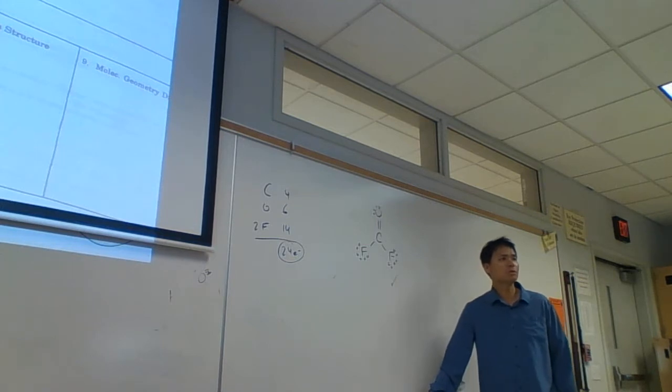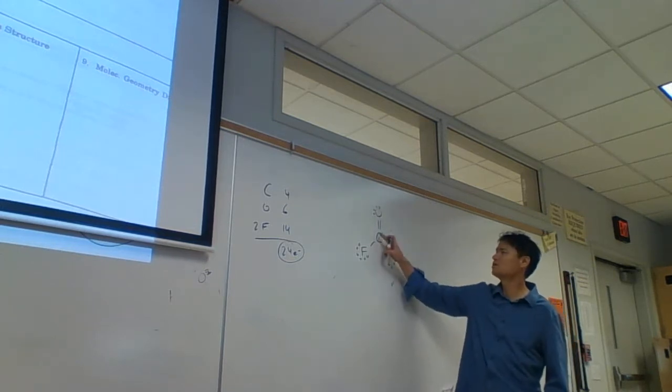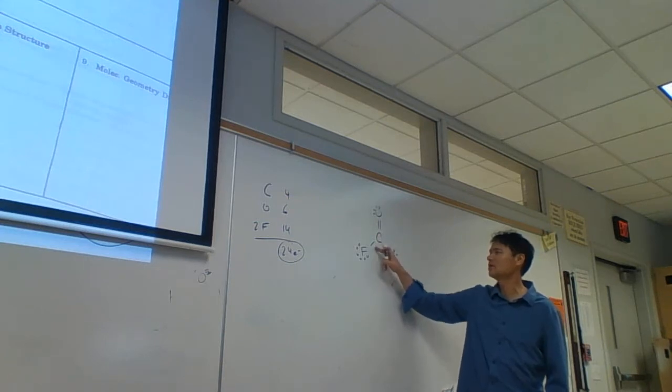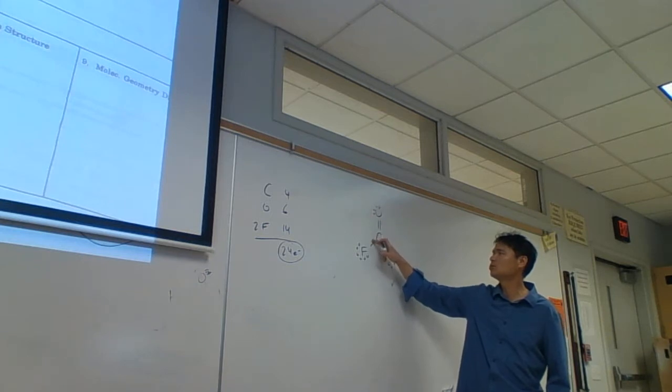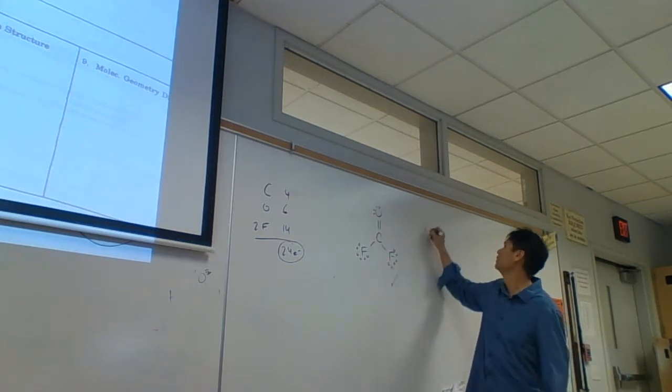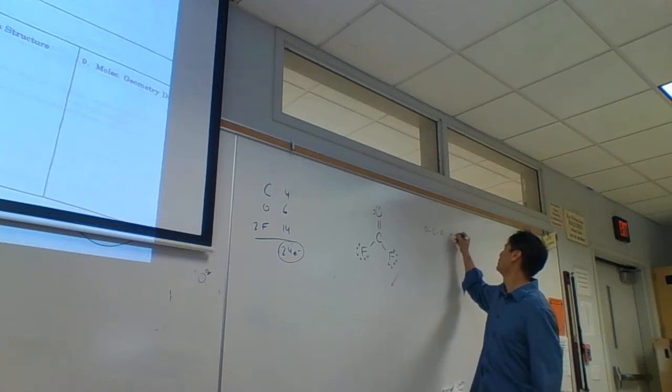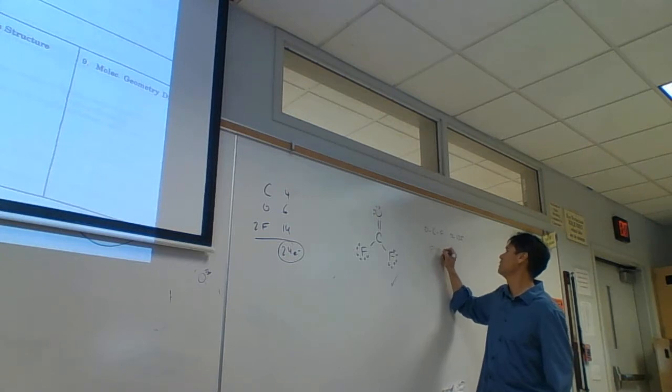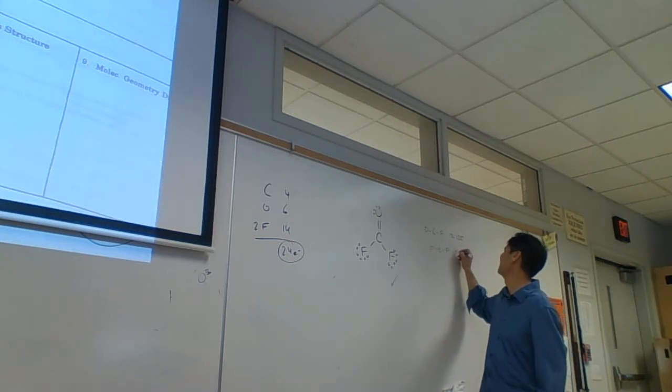Which one takes up more space? Double bond or single bond? Double bond. So what it's going to do is push these 2 out and these in. And so this will be about 122, 122. So OCF, about 122, and the FCF, about 116. So it has to add up to 360.